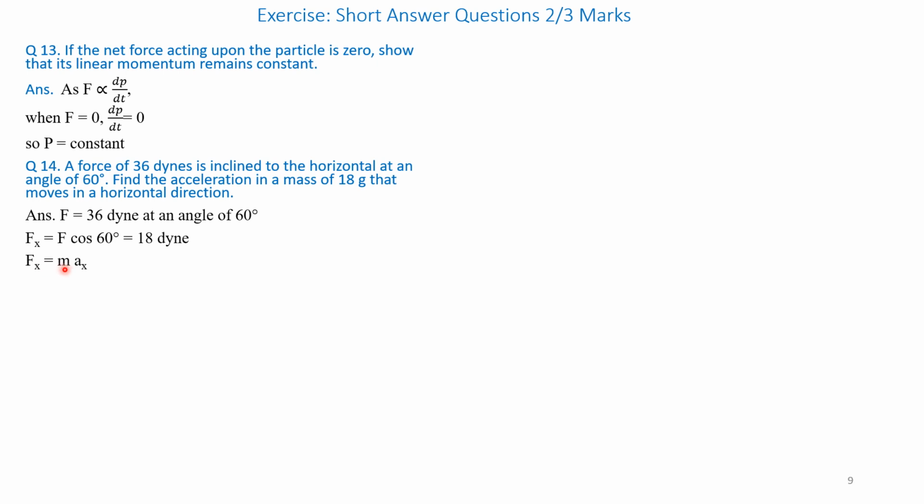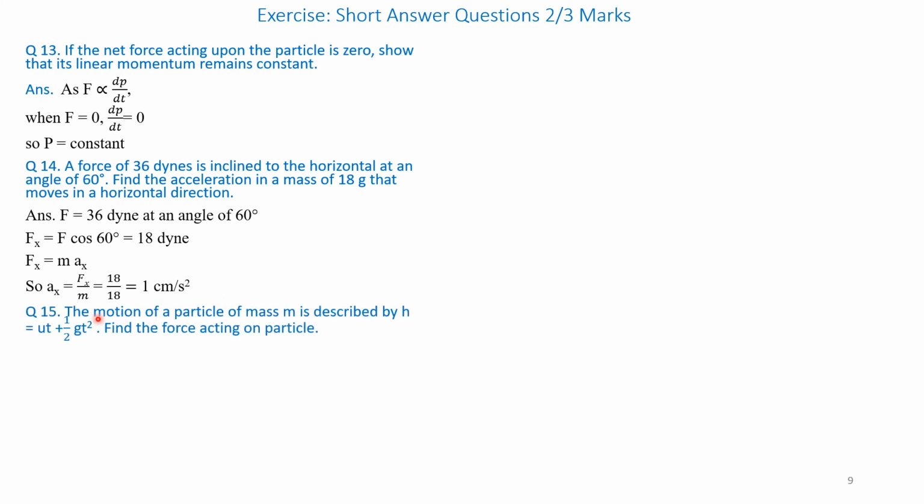Fx equals m into ax. We know Fx is equal to mass into acceleration. Therefore, ax is equal to Fx divided by m, that is equal to 18 by 18, that is equal to 1 centimeter per second square.